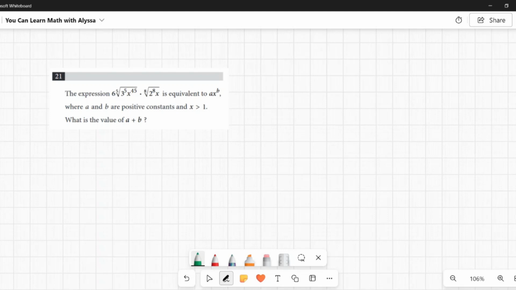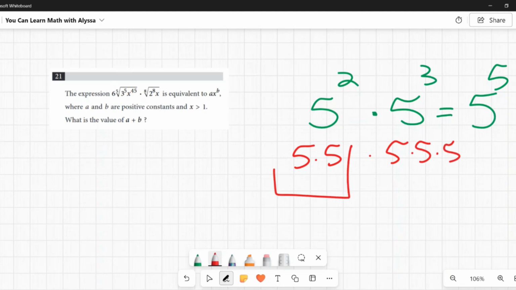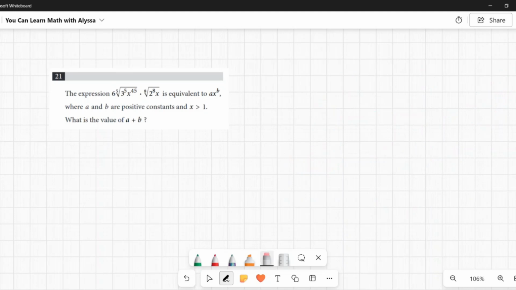Okay, so here's our little base concepts that are going to apply. If I have 5 squared times 5 cubed, if I'm multiplying those together, I keep the same base, I add the exponents. Because this would be 5 times 5 times 5 times 5 times 5: 5 times itself 2 times, 5 times itself 3 times, all together is 5 times itself 5 times. Right, so multiplying, same base, add the exponents. That's our first principle.